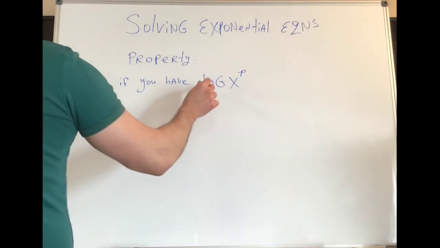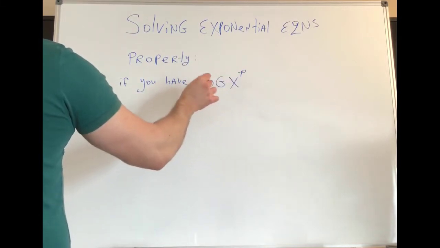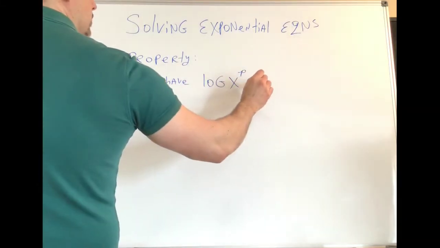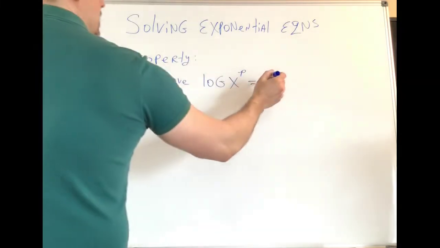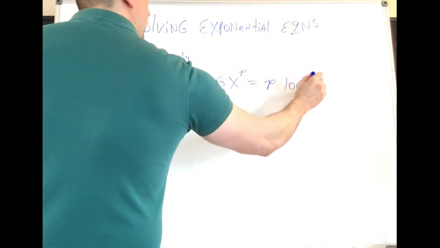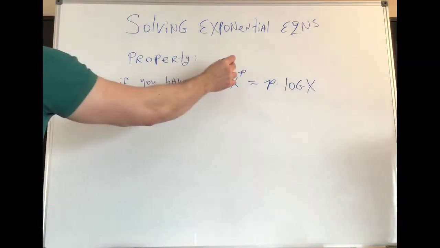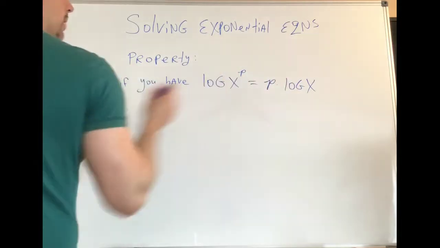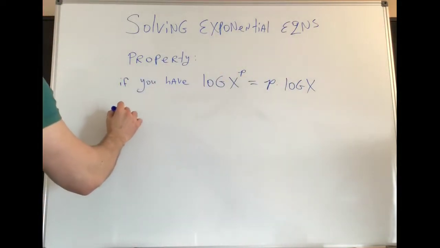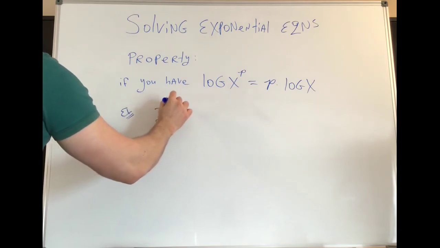Now, if you have x to the p, and you take the log of that, what you can do is you can take this power and move it to the front, like so. This is a property. The power comes up in the front, and you multiply. Now you're like, how on earth is this going to help me? I think I wrote this before.